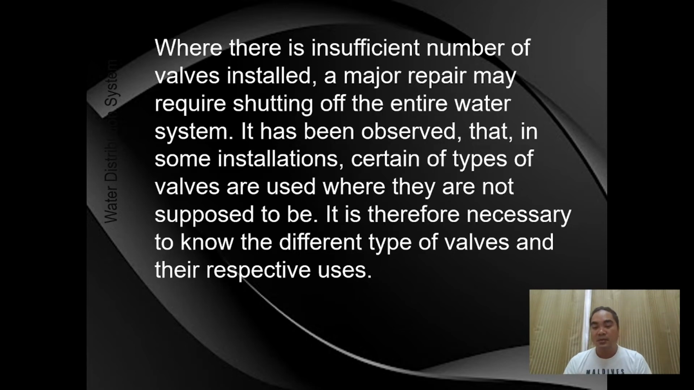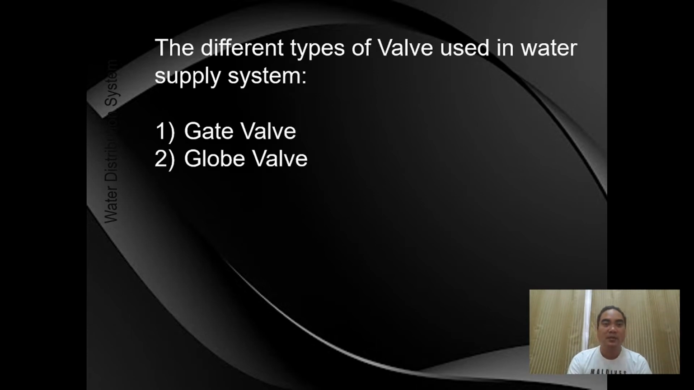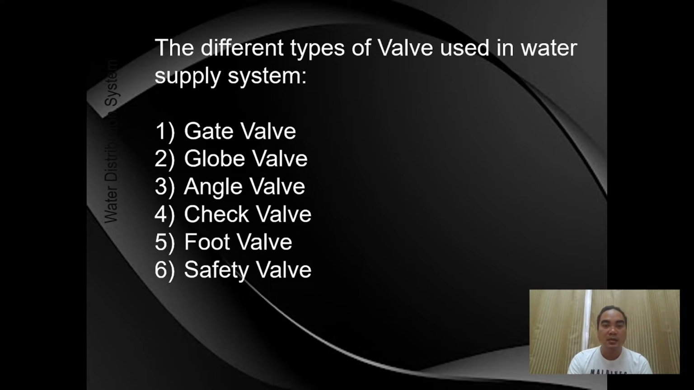Yung mga valves kasi ito yung mga nagsha-shutdown ng supply para dun sa specific areas, no? So kailangan analyze siya kung para saan necessary yung valve na to. For example, pag may repair ng mga pipes or fixtures, i-shutdown natin yung valve. So kailangan din natin alam yung purpose ng valve at saan dapat nakalagay. The different types of valve used in water supply system: gate valve, globe valve, angle valve, check valve, foot valve, safety valve.